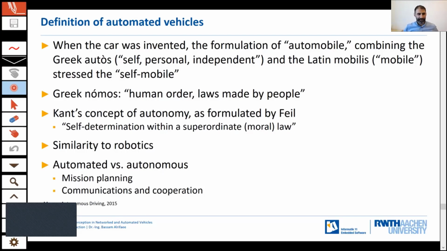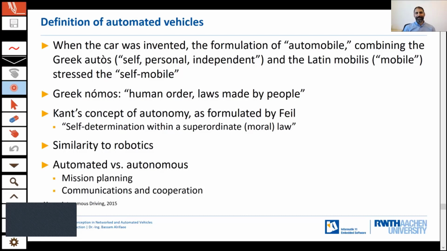And if we look at the word autonomous, then we have nomos in the word. It comes from Greek, and it means human order or laws made by people. So what an autonomous system does is to conduct laws made by us. And if you think more deeply about autonomy, also in philosophy, it is the self-determination within a superordinate moral law. So it is also your autonomy, if you would think about your autonomy. It is really interesting.